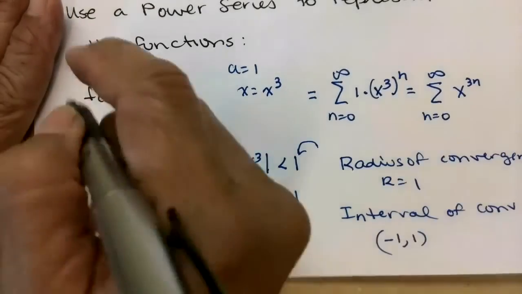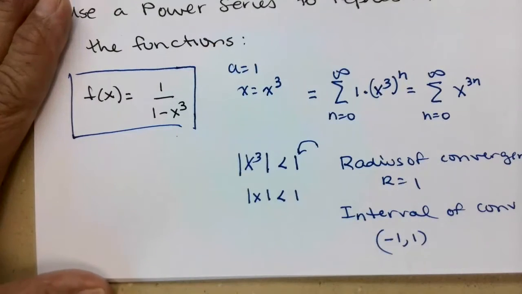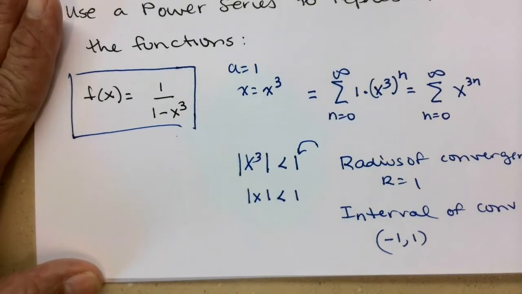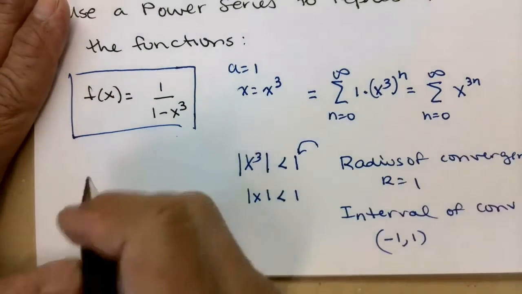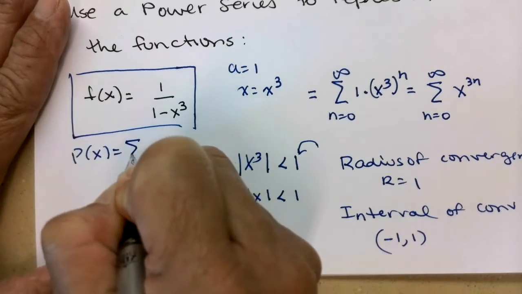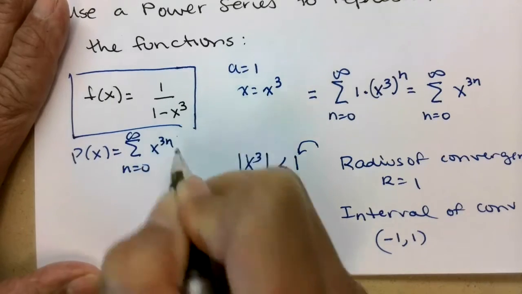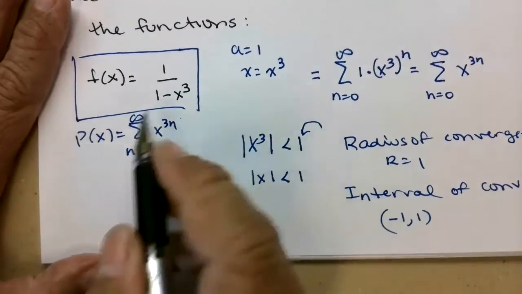So this was my function that I started with, right? And it's going to have some graph, and it'll have a domain and a range and all of that. I have come up with this power series. Why don't we call that P of x? The sum from n equals 0 to infinity of x to the 3n. And let's just write out a few terms of this power series.